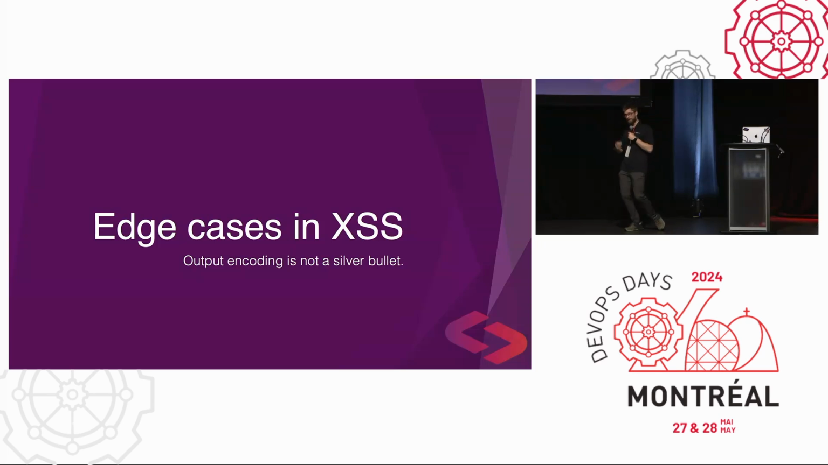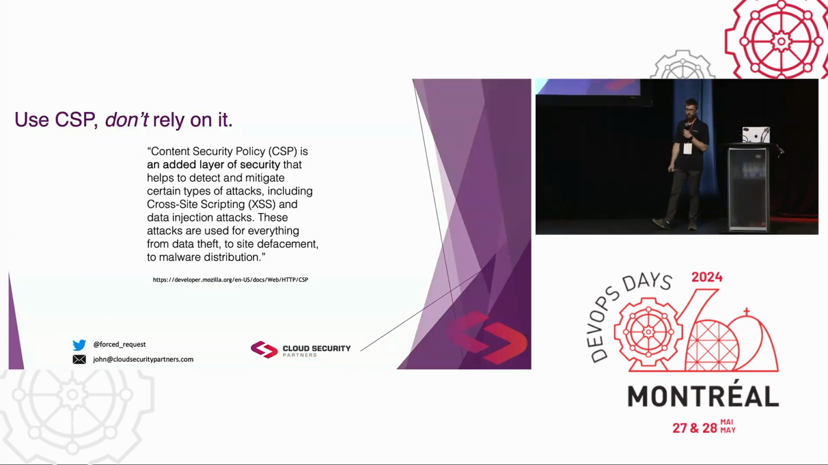Okay, so cross-site scripting leads into XSS. And so we're going to talk about XSS, cross-site scripting. Output encoding is not a silver bullet here. So like I mentioned, as we were just talking about content security policy, don't rely on it. In fact, Mozilla themselves state that content security policy is just an added layer of security. So if you're relying on this to protect your application from cross-site scripting or other sorts of attacks, it's not going to be sufficient. This is meant for defense in depth reasons.